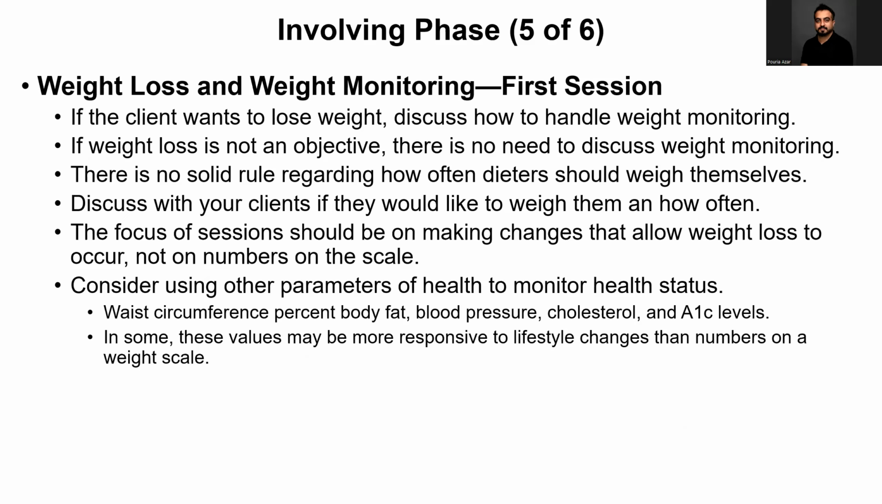We can also use other parameters of health to monitor health status, for example, waist circumference, percent body fat, blood pressure, cholesterol level, hemoglobin A1C levels. In some cases, these values, like waist circumference, percent body fat, and blood pressure, may be more responsive to lifestyle changes than numbers on a weight scale.